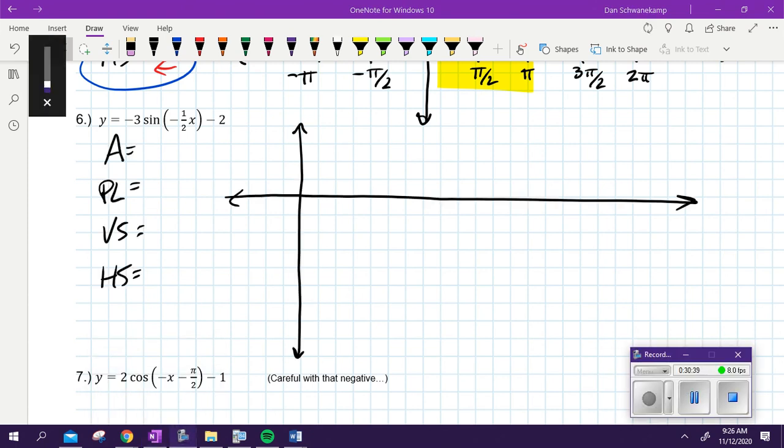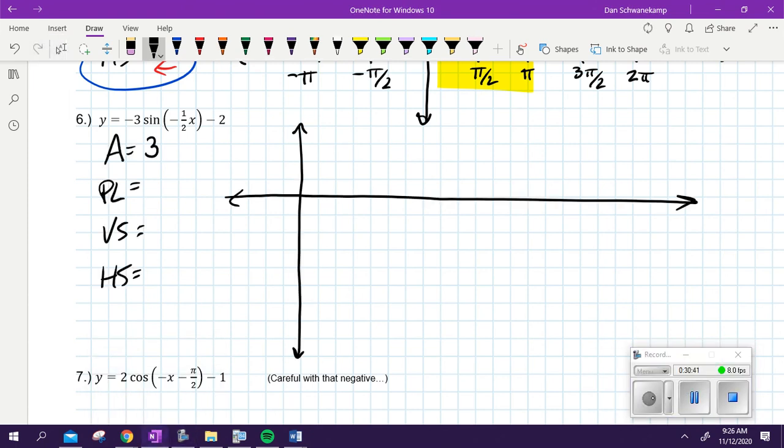There we go. Amplitude is 3. Period length, we start off with 2 pi, and then we multiply by the reciprocal, so it's really 4 pi. My vertical shift is down 2. My horizontal shift is no. What about the negative signs here? They cancel out?